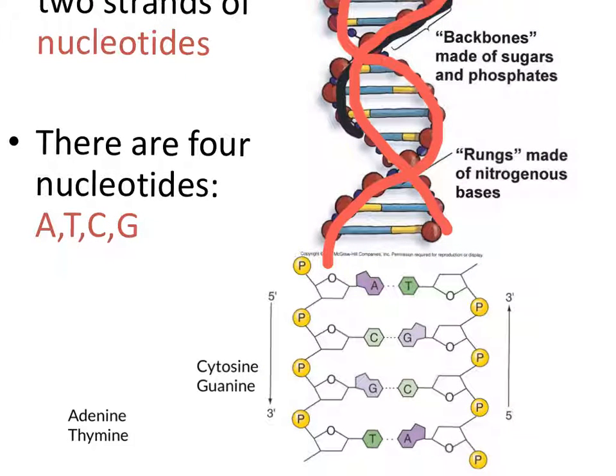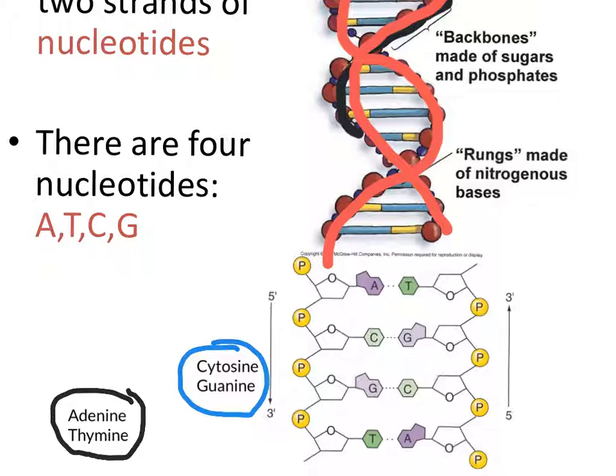The bases are A, T, C, and G. As you can see, adenine always goes with thymine, and cytosine always goes with guanine. Look to the right. We see this. So here's the double helix.